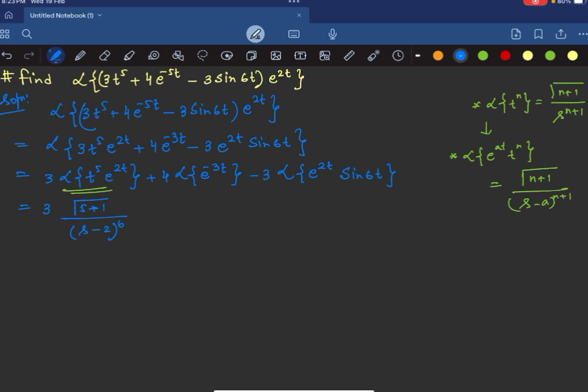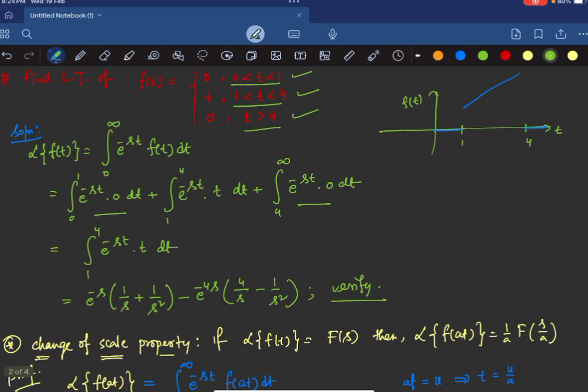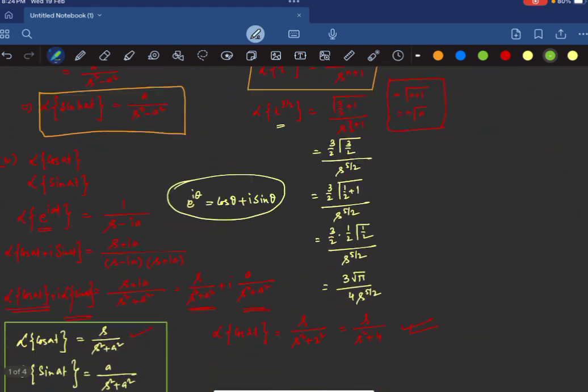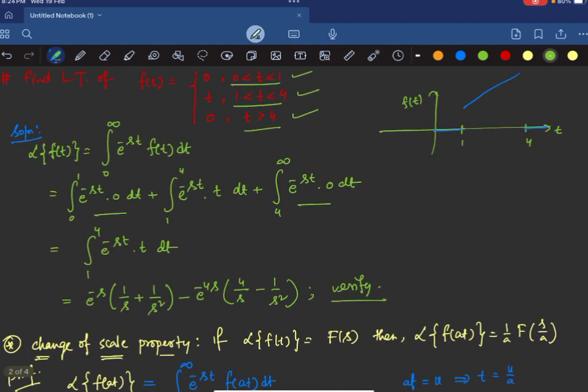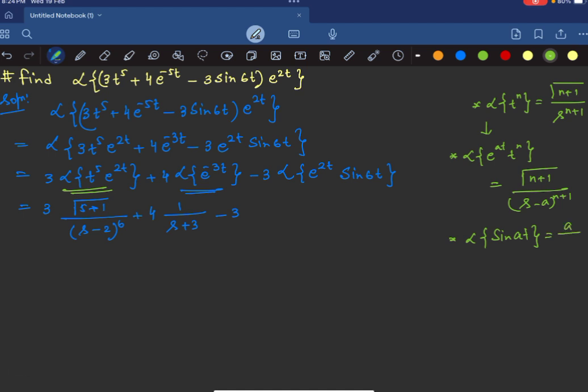Next, plus 4 times the Laplace transform of this part. Immediately here you can write s minus of minus 3, that is s plus 3, power minus 1. Again the same concept. Here you have the formula for the Laplace transform of sine at. Just go back to the previous slide. The Laplace transform of sine at you already got: it is a by s square plus a square.